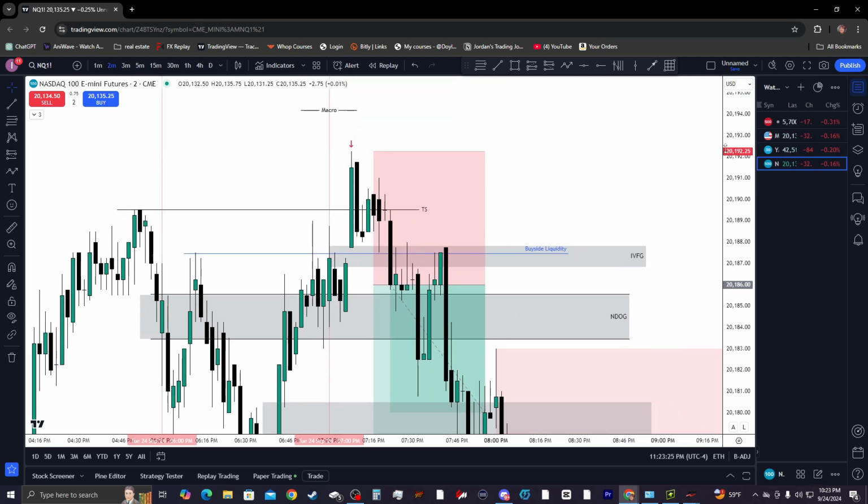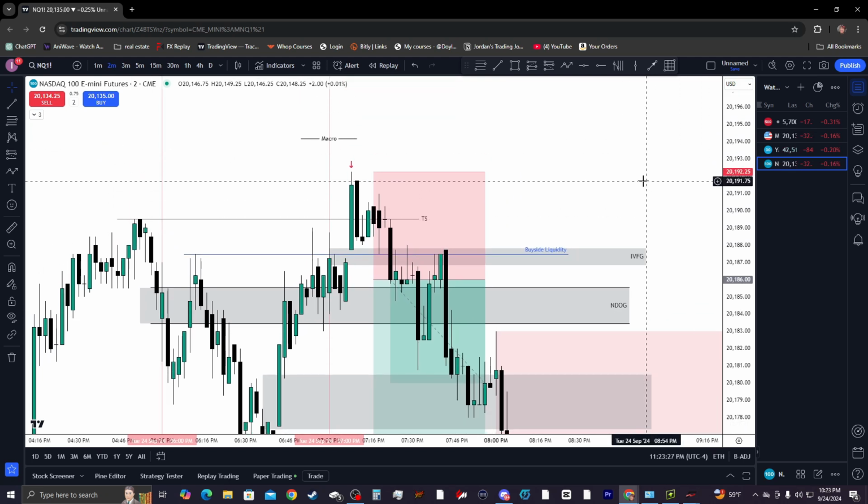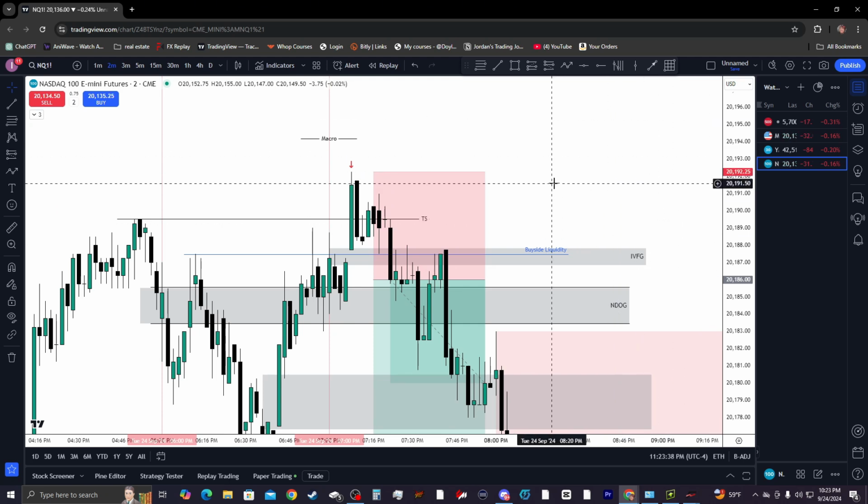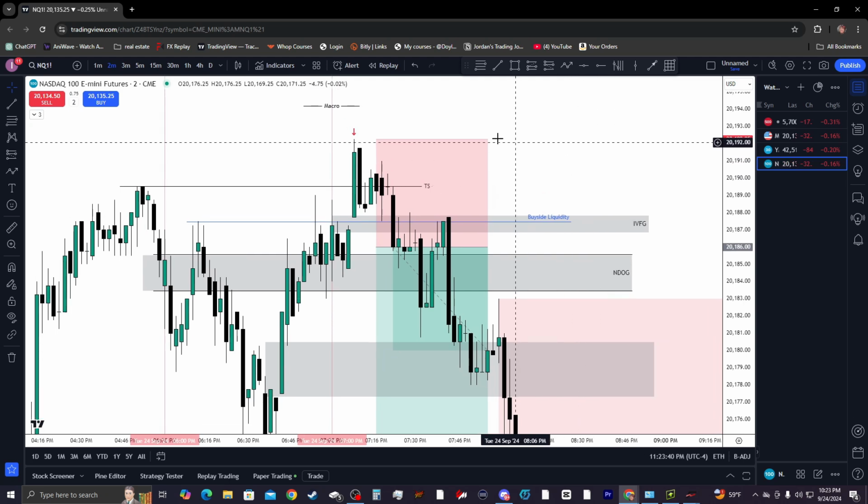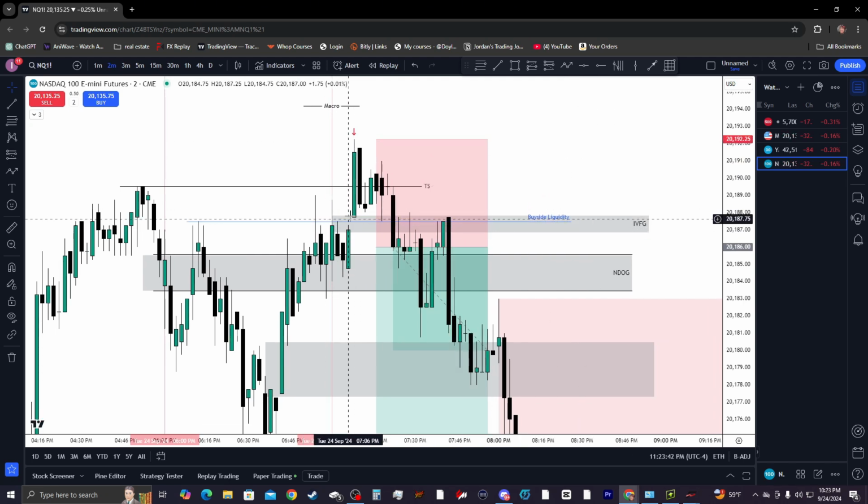We're looking for basically a silver bullet play, or you could look for a breaker block, inversion fair value gaps, anything just to kind of get in the market. I'm not going to go too deep on setup or entry models. So here we actually saw that price made a gap, not just any fair value gap. It was just an actual gap in the market.